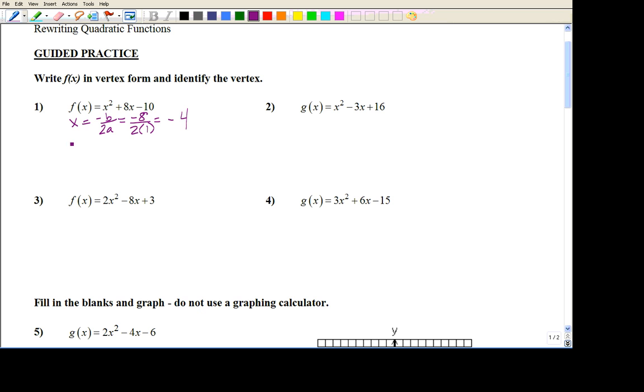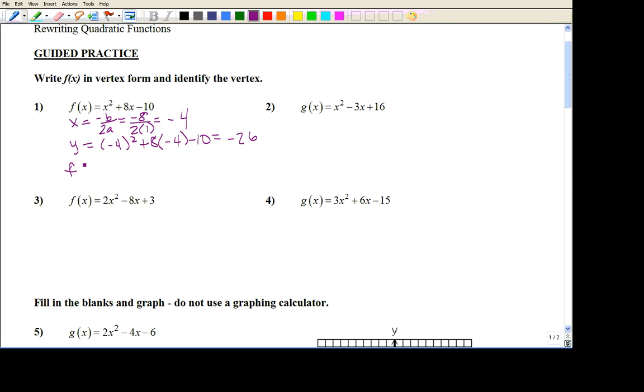And then remember to get the y value, we plug that back into our equation. So negative 4 squared plus 8x, x is negative 4, minus 10. Well, that equals negative 26. So the vertex is at negative 4, negative 26.